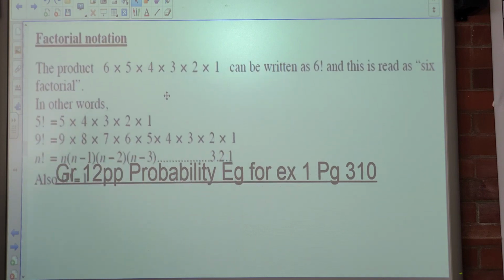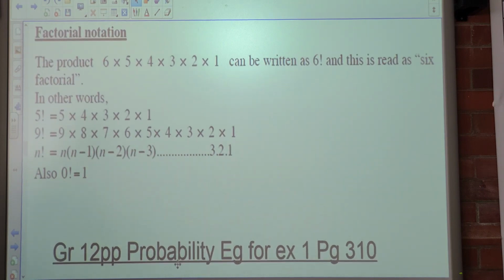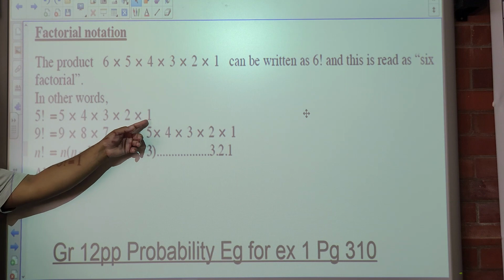Factorial notation. Now the product of 6 times 5 times 4 times 3 times 2 times 1 can be written as 6 factorial. You will know there's an exclamation mark. That exclamation mark means factorial. In other words, 5 factorial means 5 times 4 times 3 times 2 times 1.